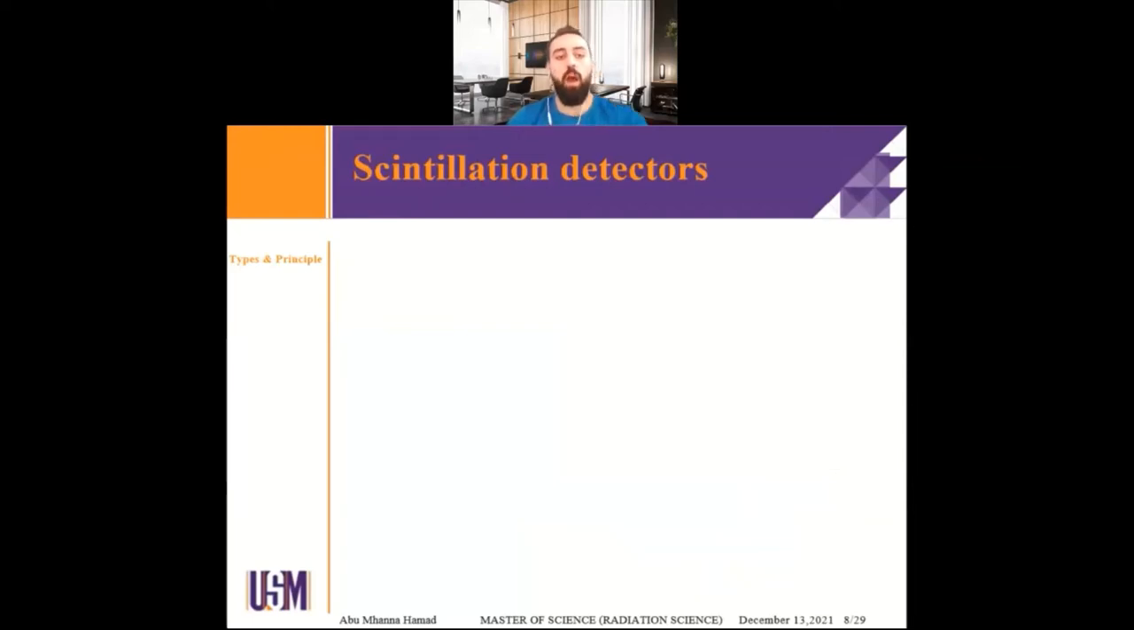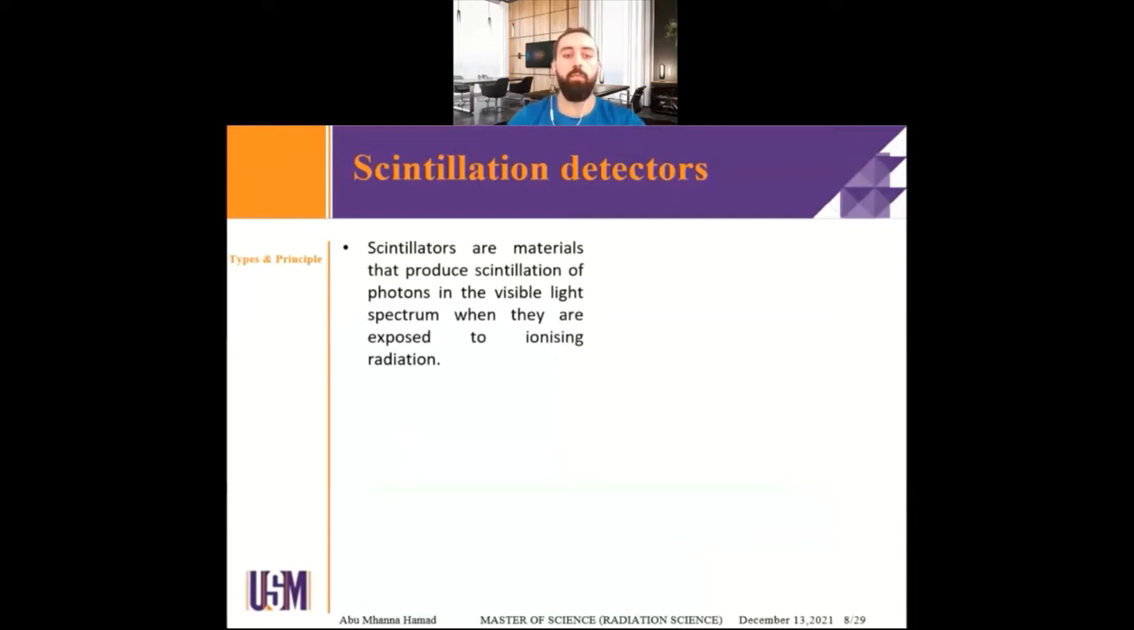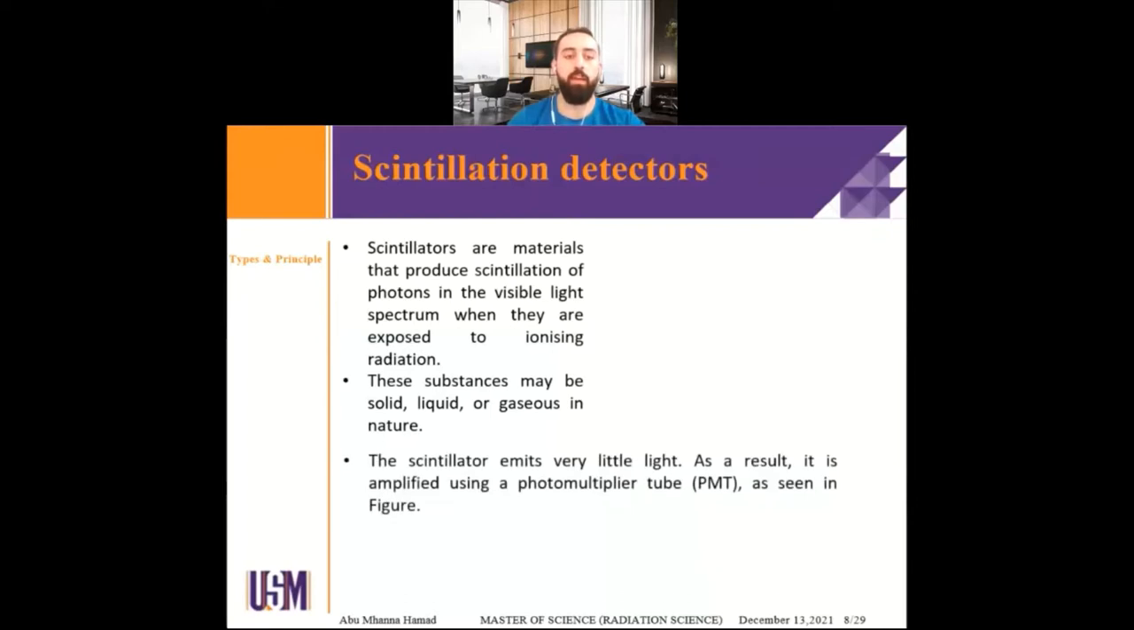Scintillation detectors use materials that produce scintillation, that is photons in the visible light spectrum, when they are exposed to ionizing radiation. This substance may be solid, liquid, or gas in nature. The scintillator emits very little light. As a result, it is amplified using a photomultiplier tube, PMT, as seen in the figure.